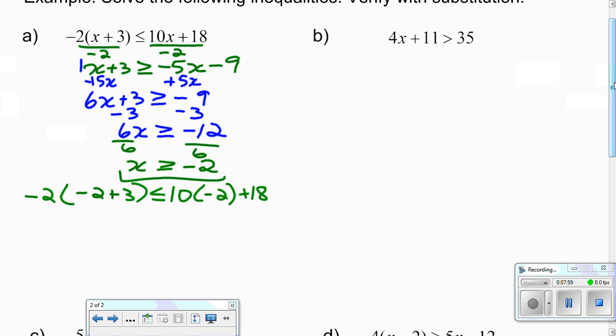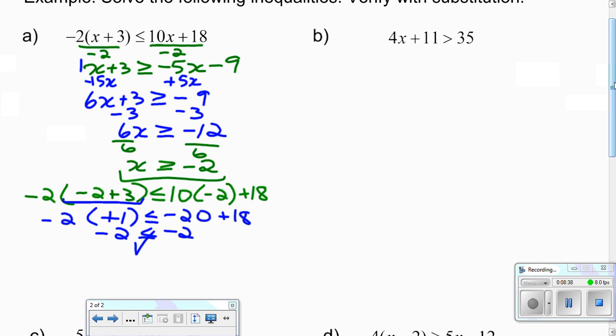Keeping in mind BEDMAS, solving things in the correct order, we are going to do brackets first, so then we get negative 2 times positive 1 is less than or equal to negative 20 plus 18. Negative 2 times positive 1 is negative 2, and that's less than or equal to negative 2. So we're good. Our solution is correct. We could verify using two values like we've been doing to show if the inequality sign is in the correct order. We're just seeing if we've found the correct boundary point right now.